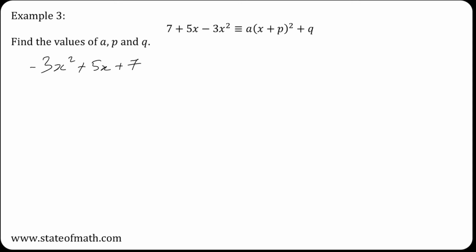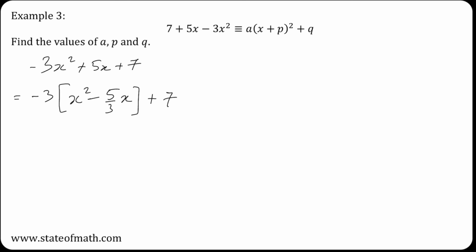Again, let's concentrate on x squared and x terms. I have to force a factor of minus 3, so I end up with a coefficient of x squared of 1. So this will give me minus 3 square bracket x squared. Now be careful, I have a plus here. If I take a minus 3 as a common factor, the plus will become a minus 5 over 3x, close the square bracket, plus 7.